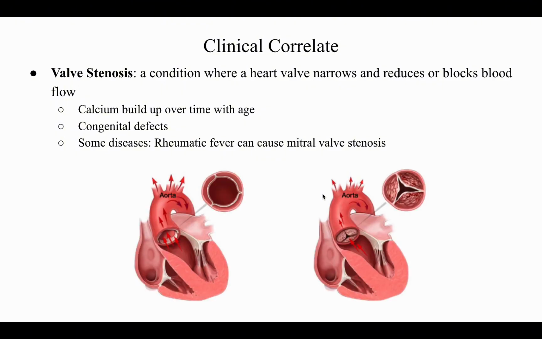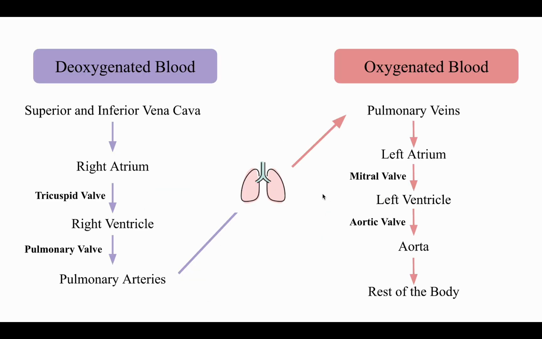So what does this actually look like? If we see in this example of an aorta, the aortic valve, on the left is a healthy one. It's nice and open or patent, and on the right it's stenotic or slightly closed, which is reducing or blocking blood flow.